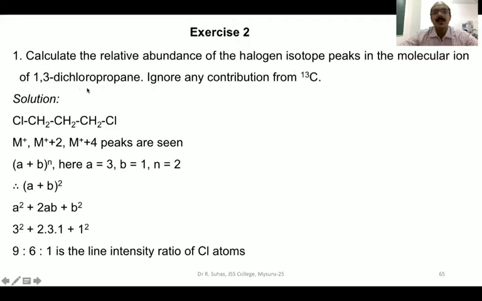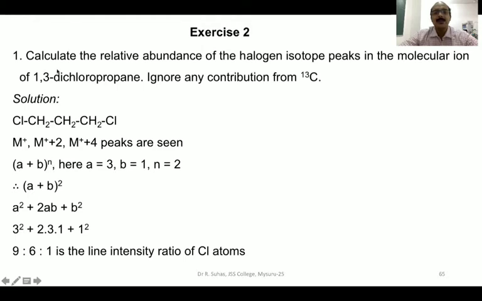He is asking us to calculate the relative abundance of the halogen isotope peaks in the molecular ion of this compound, 1,3-dichloropropane. So propane is 3 carbon atoms, and at the 1st and 3rd positions you have to substitute chloro each. So this compound contains 2 chloro, right? When there are 2 chloro, we know that we are going to get 3 peaks, M, M plus 2 and M plus 4. So you have to put the equation (A plus B) whole power n.